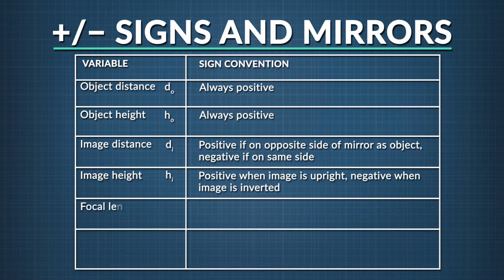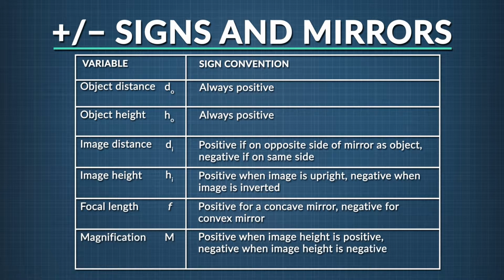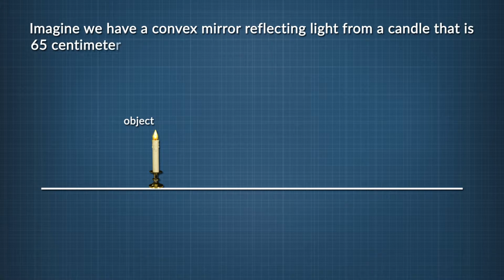The mirror focal length is positive if the mirror is concave and negative if the mirror is convex. Plane mirrors don't have a focal length. The magnification has the same sign as the image height, positive if the image is upright and negative when it's inverted. Imagine we have a convex mirror reflecting light from a candle that is 65 centimeters away.